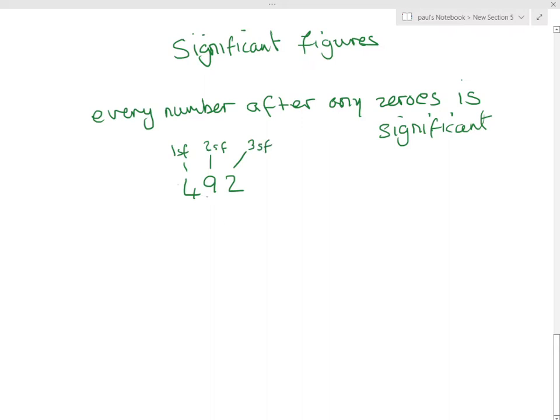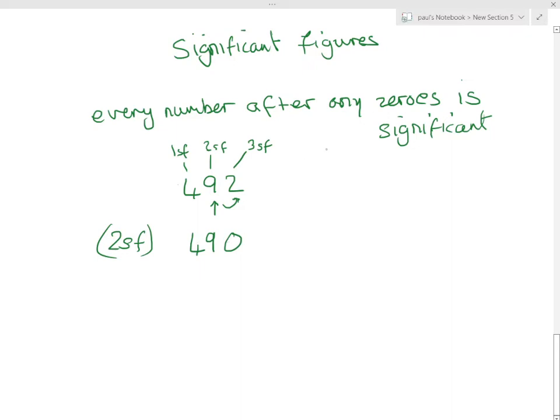So if we want to round this number to say 2 significant figures, we'd look at the second significant figure there, and we go to the right, just as we did with the decimals. That's less than 5, so we can ignore it. So we end up with 49, but in this case we have to put a 0 in there, otherwise the size of the number changes. So 492, to two significant figures comes out at 490.